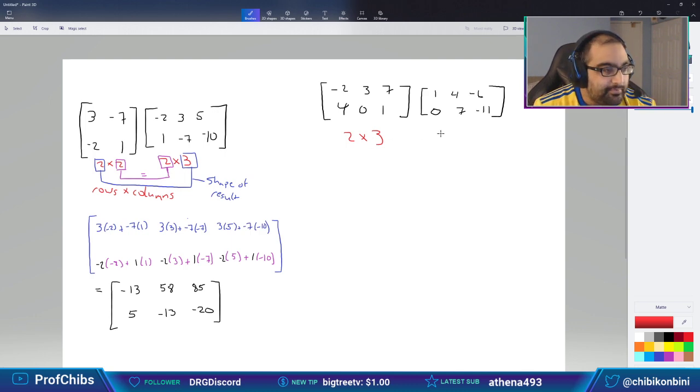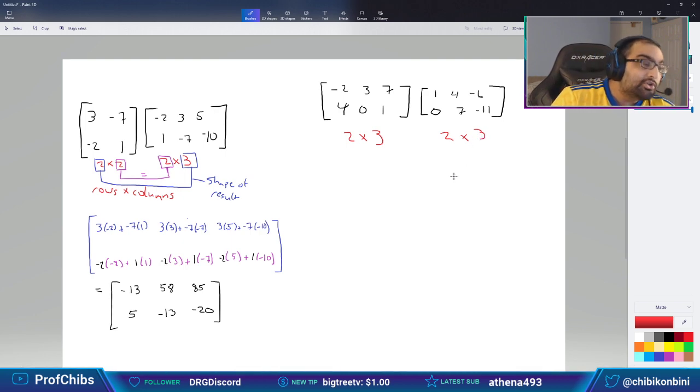Now, of course, the shape of the second matrix is exactly the same as the first. So let's answer the question here first. Can we multiply these matrices together? That's the question we're going to ask. Can we multiply these matrices together? And the answer is yes.